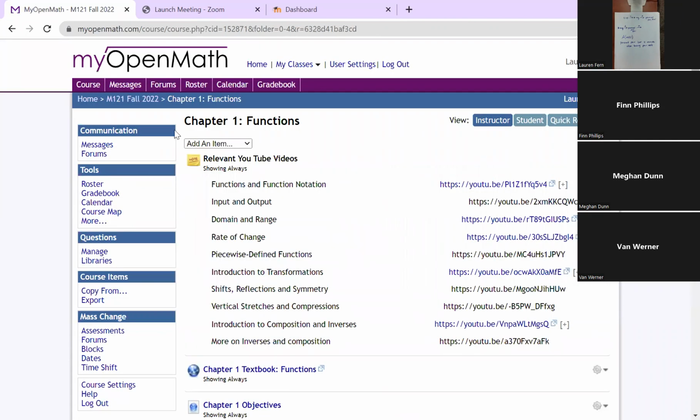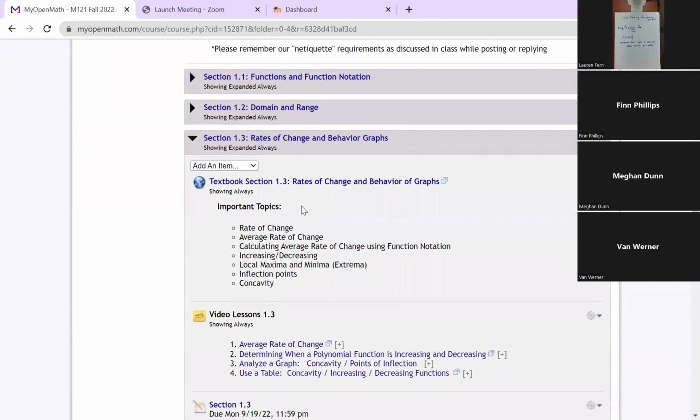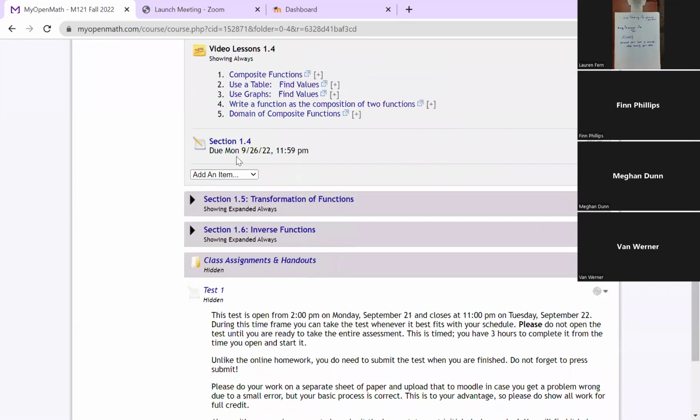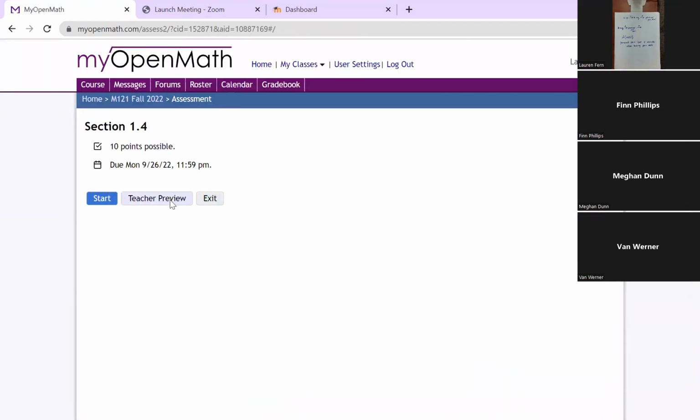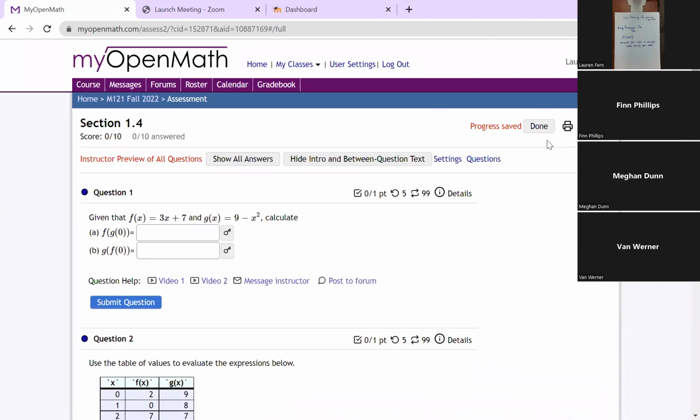Cool. All right. So don't forget that 1.3 is due tonight by midnight. What I want to do is just show you in 1.4 what to expect. Okay.